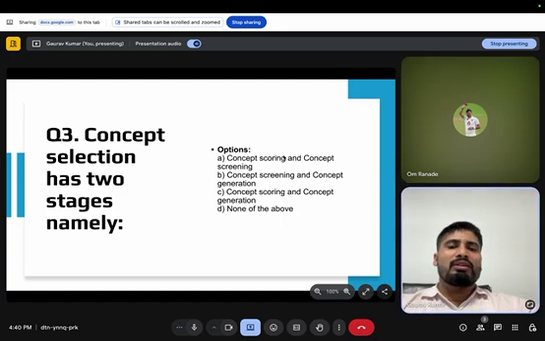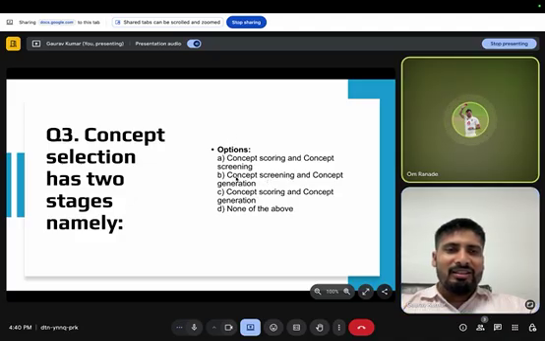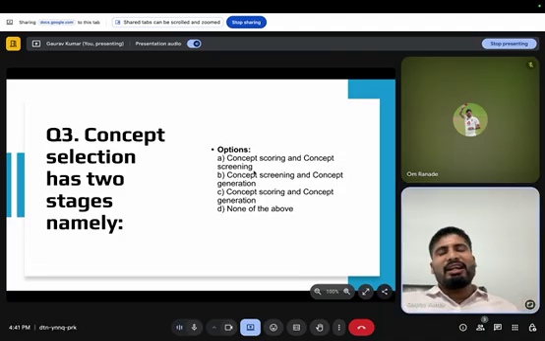Okay, I was a bit confused. I thought I had repeated the option. No option is repeated, right? Yes, sir. No option is repeated. Okay, fine. So yes, option A is the right one.